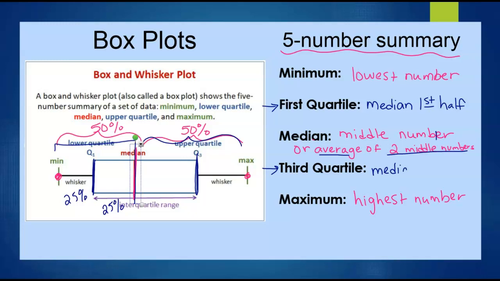So it's the middle number again, only this time with the second half of your data. So if this is the middle number out of a total there, that would be a quarter of your data, and that also would be 25% of your data. So all of this is 100%. The median is 50. Quartiles split it into fourths.